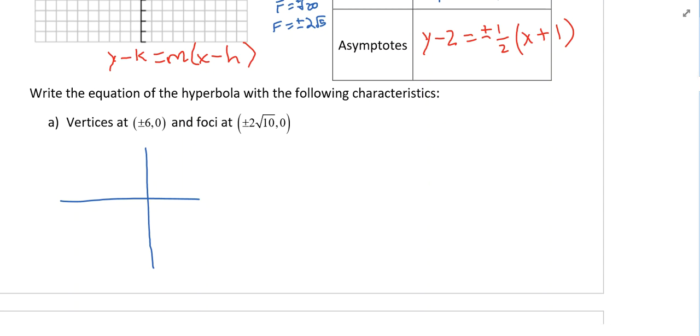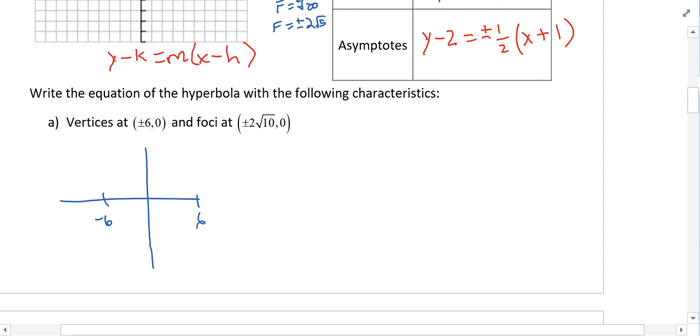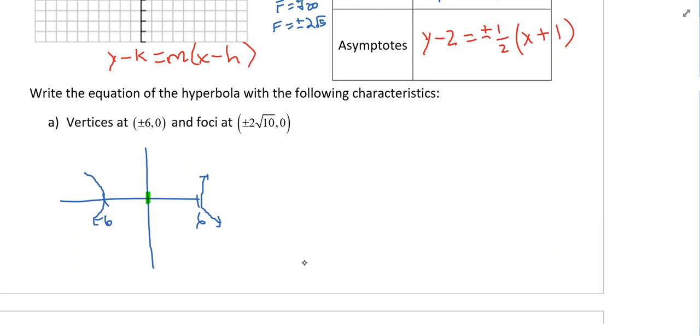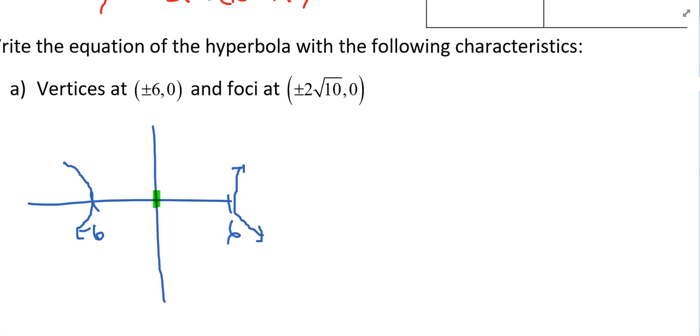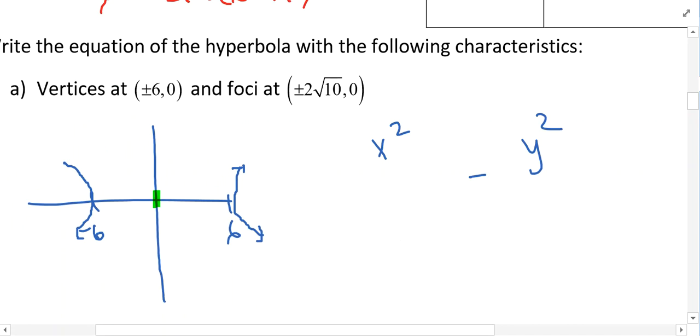So vertices at positive 6 and negative 6. The fact that they're like that tells me my center is right here at 0, 0. Since the vertices are along the x from that 0, 0, I know we're like this and like this. Which also tells me that I'm going to have x squared minus y squared.